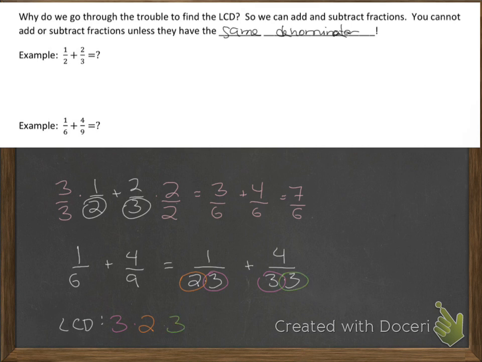So let's find our LCD. What is 3 times 2 times 3? Well, 3 times 2 is 6. 6 times 3 is 18. So the least common denominator would be 18. In order to accomplish that, I'd have to multiply this fraction by 3 over 3, and I'd have to multiply this fraction by 2 over 2. That would give me 3 over 18 plus 8 over 18, which would be 11 over 18. So that is why we spend all this trouble and effort and energy in finding the least common denominator.